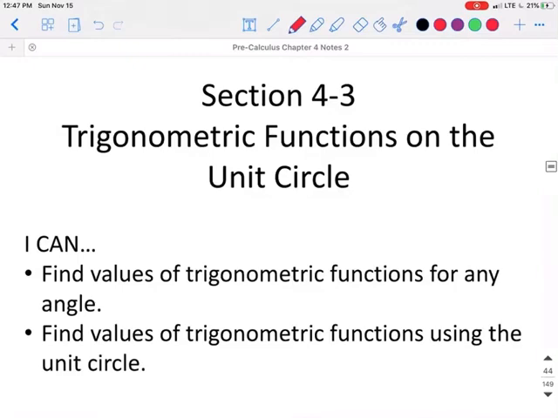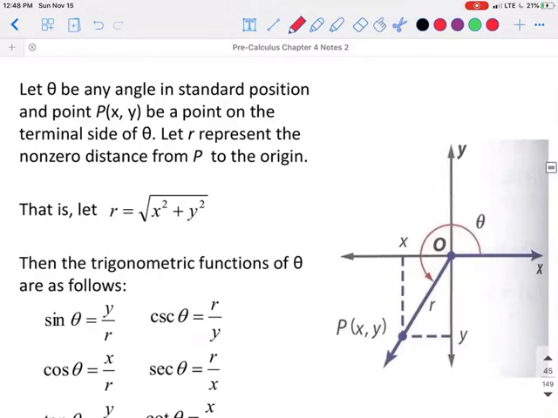This is section 4.3, part A, trigonometric functions on the unit circle. We're going to let theta be any angle in standard position, and let point P, at some point (x, y), be a point on the terminal side of angle theta. R is going to represent the radius, or the distance from the origin to that point P.